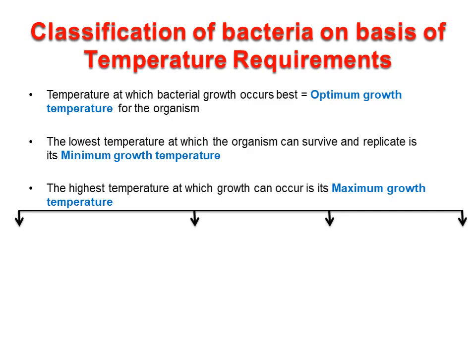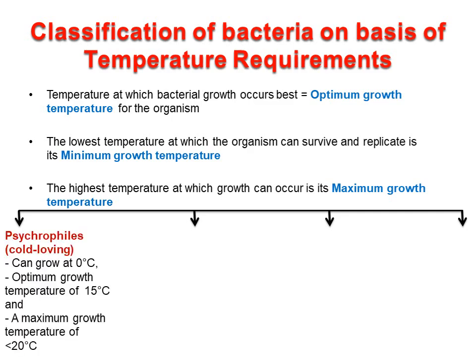Philes. The suffix phile means loving. Psychrophiles, literally meaning cold loving, are microorganisms that can grow at 0 degrees Celsius, having an optimum growth temperature of 15 degrees Celsius and a maximum growth temperature of less than 20 degrees Celsius.